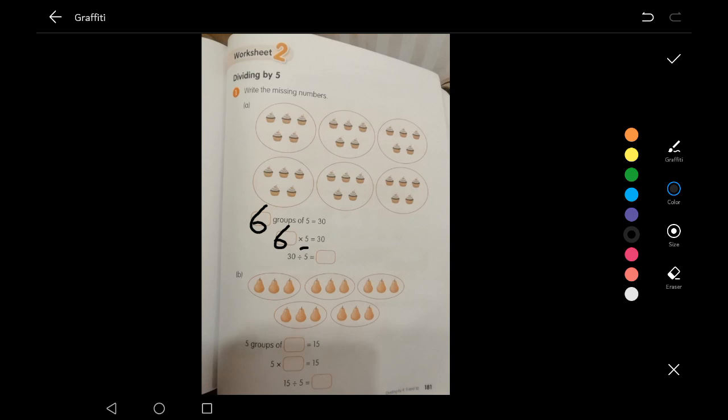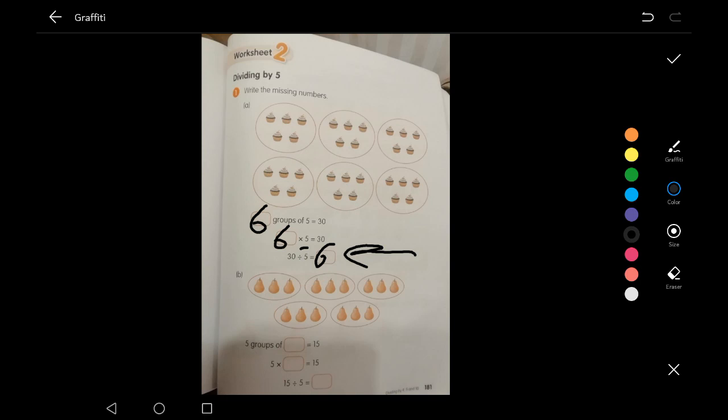30. And the related division sentence, which is the reverse of the multiplication, we have 30 cupcakes and we divided them. We shared 5 cupcakes in each group. How many groups do we have? So 30 divided by 5. What's the number that I multiply by 5 and I get 30? It is 6. That's why I always tell you to memorize the multiplication tables.